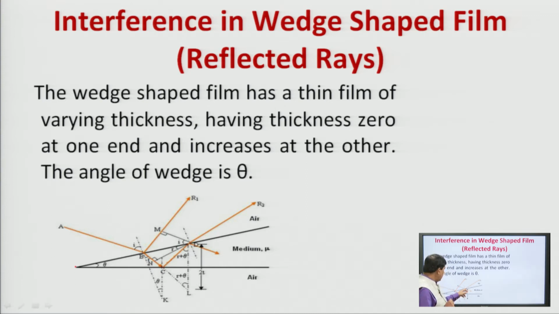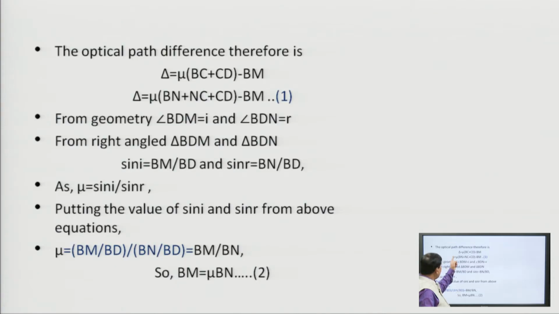Also draw a normal from point D on BC at N. So, the path difference in the reflected light case will become BC plus CD, that is the extra path travelled by ray DR2 in the film, so mu times (BC plus CD), minus BM in air.